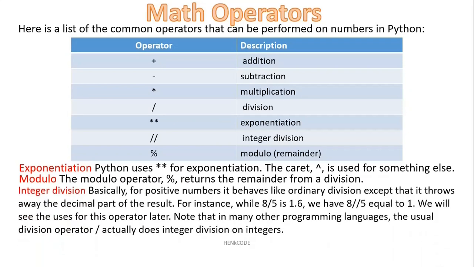Integer division. Basically, for positive numbers, it behaves like ordinary division except that it throws away the decimal part of the result. For instance, while 8 over 5 is 1.6, we have 8 integer division 5 equal to 1. We will see the uses for this operator later. Note that in many other programming languages, the usual division operator slash actually does integer division on integers.